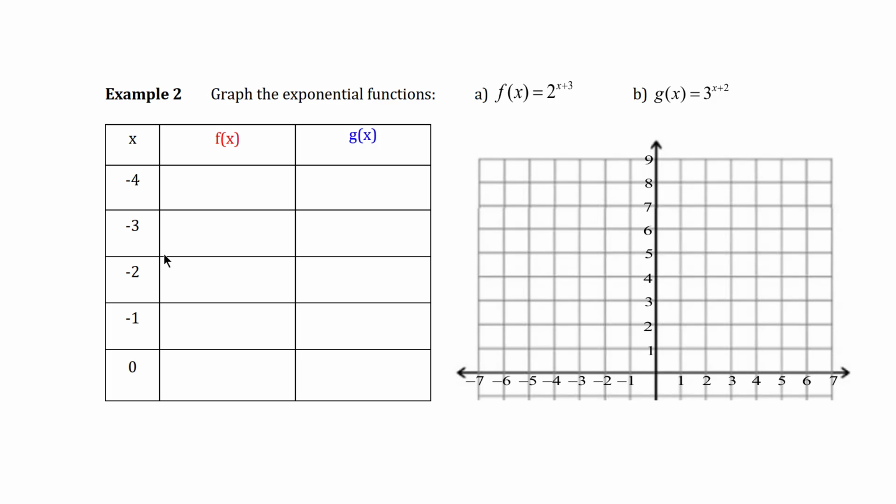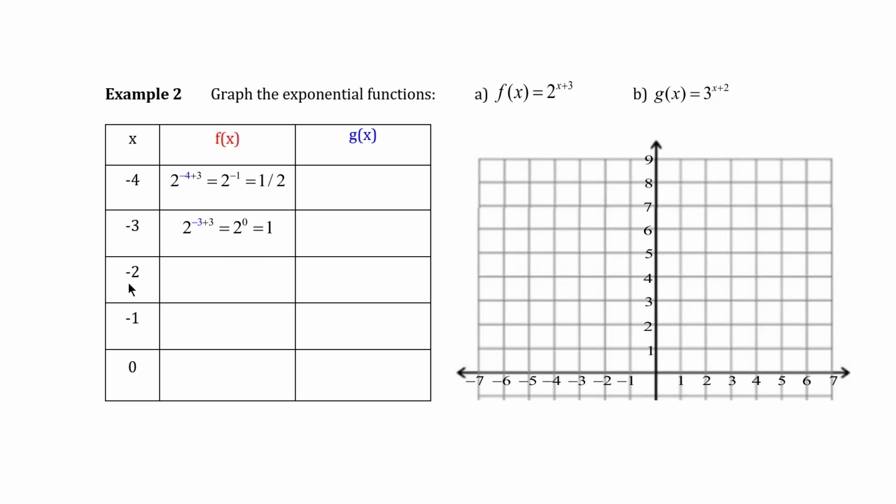Starting with the function f, we're going to take our x value of -4 and plug it into the function. We get 2 to the -4 plus 3 power. When we simplify this, we get 2 to the -1 power, which is equal to 1/2. Next, we have -3. We get 2 to the -3 plus 3 power. This simplifies to 2 to the 0 power, which is equal to 1.